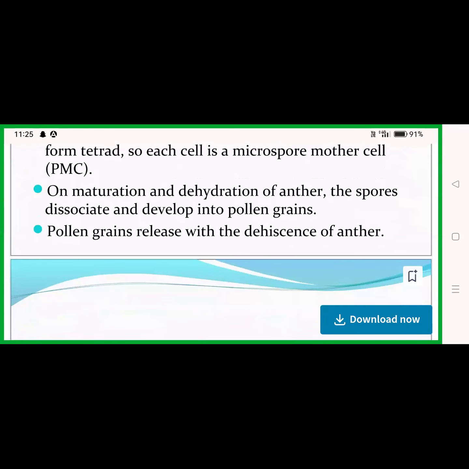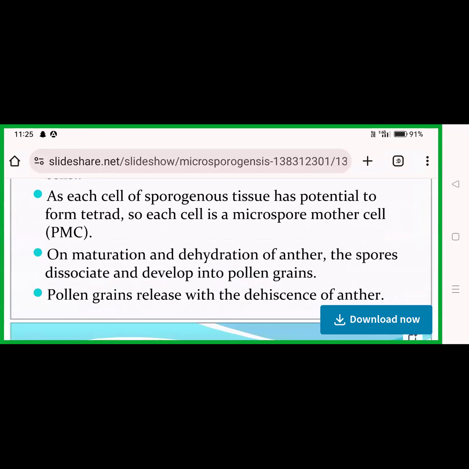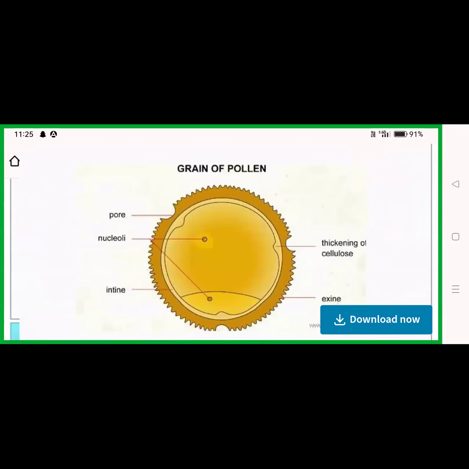So the development is of the successive type and the simultaneous type. It's very important. During the meiotic division of the microspore mother cell, wall formation may take place in 2 ways, that is the successive type and the simultaneous type.